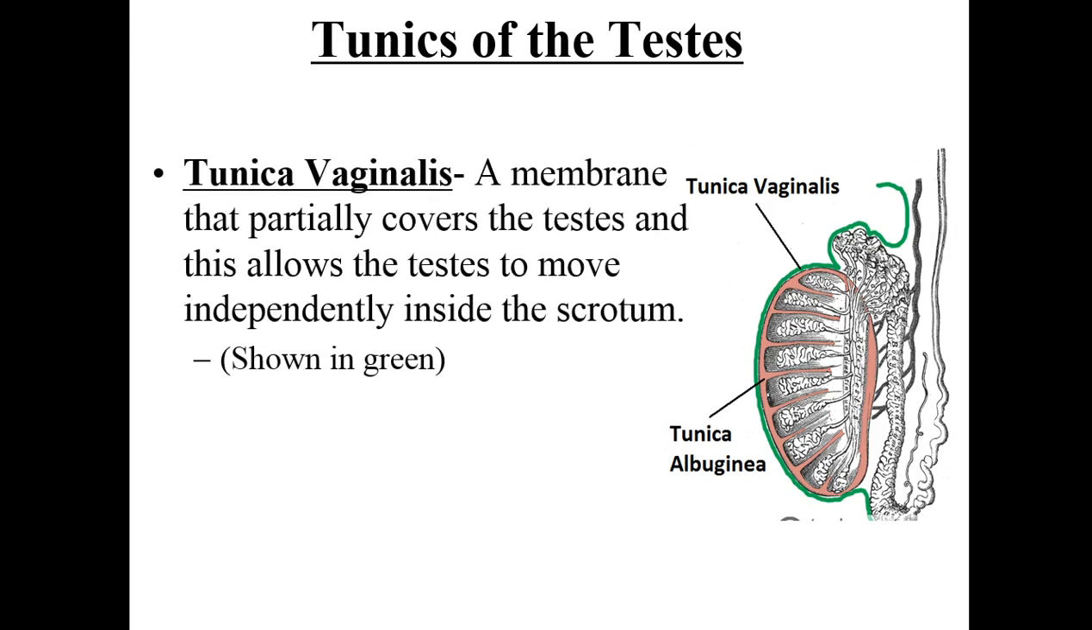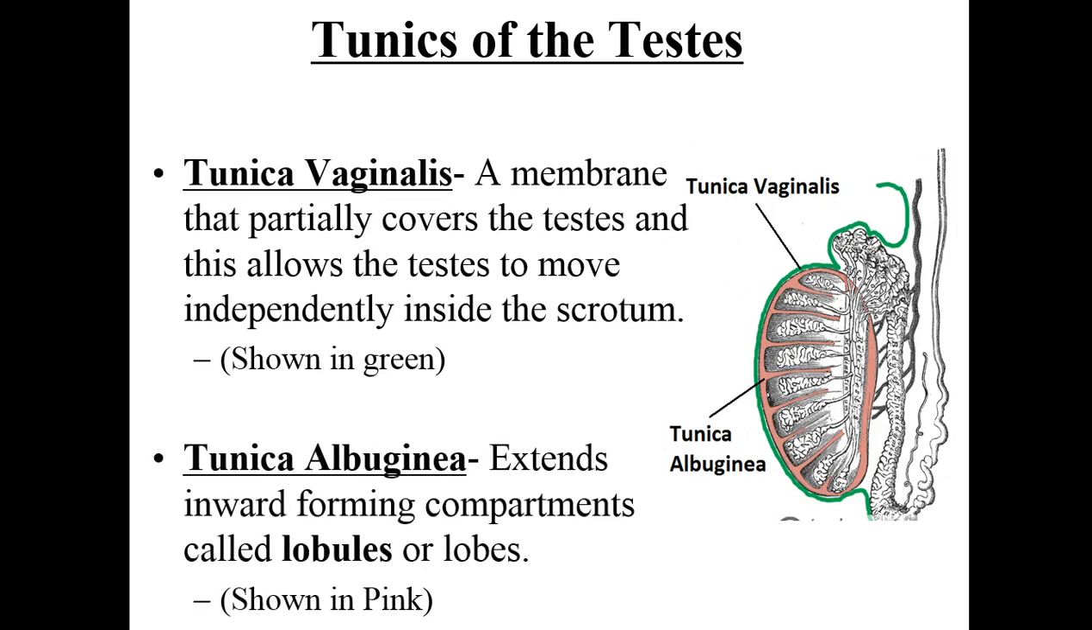Our tunics of the testes. So we've got two tunics that we want to be familiar with. The first is the tunica vaginalis. This is just a membrane that partially covers the testes and allows the testes to move independently inside of the scrotum. We can see that in the green outline here. That is my tunica vaginalis.